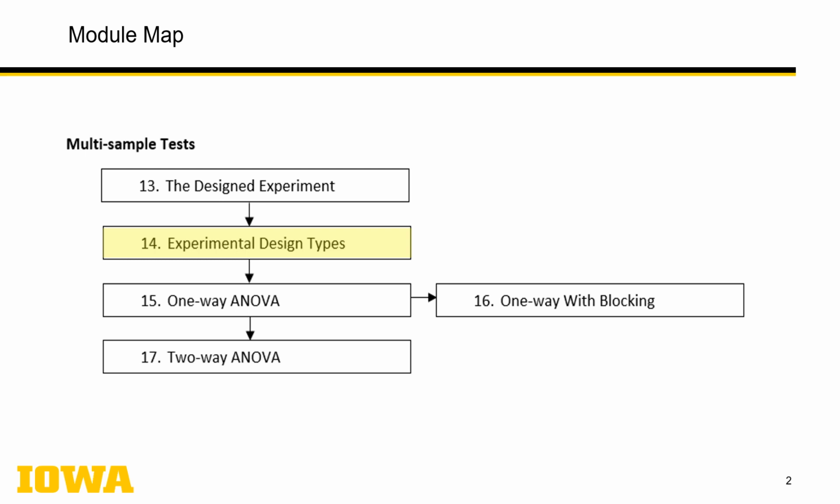Then here's the module map that includes this 14th module. You can see it's part of a series of multi-sample test types, and you should review certainly module 13 before this one. And at the end of module 13, it talked about a typical type of sampling method, which is to completely randomize your sampling, and then this module starts from there.